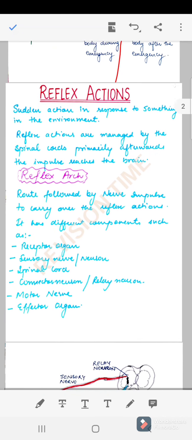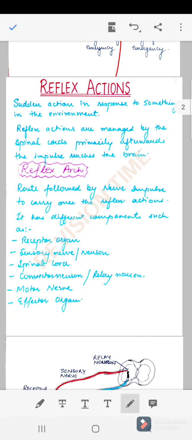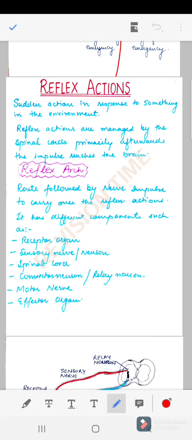Next we have reflex actions. We are very familiar with this term. These are sudden actions in response to something in the environment. Reflex actions are managed by the spinal cord primarily, but afterwards the impulse also reaches the brain. For the mechanism of reflex action, we have a reflex arc, that is the route followed by the nerve impulse to carry out the reflex actions.